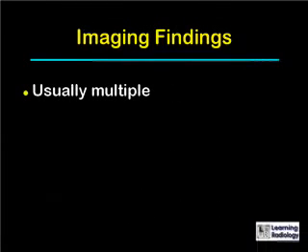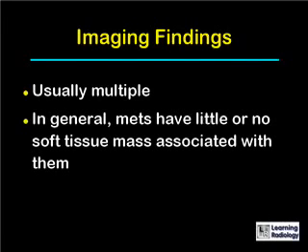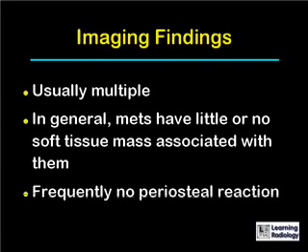Imaging findings in metastatic disease to bone. First, they're usually multiple. In general, metastases have relatively little or no soft tissue mass associated with them. There is very frequently no periosteal reaction until at least they break through the cortex or produce a pathologic fracture.